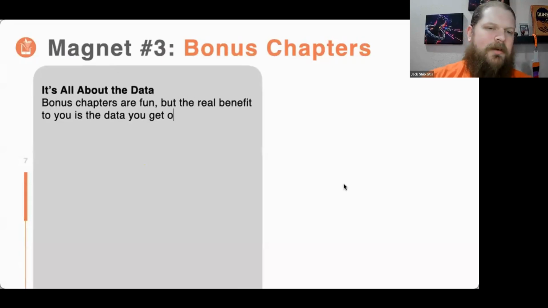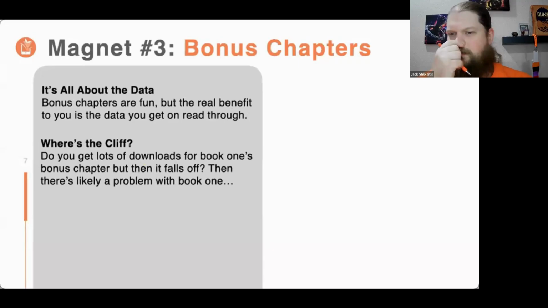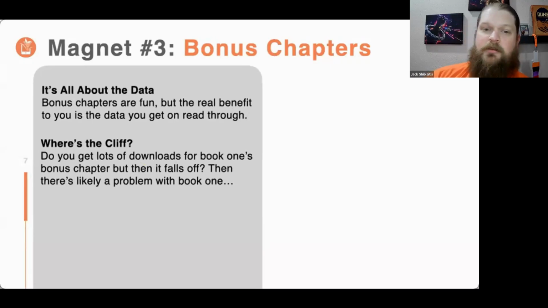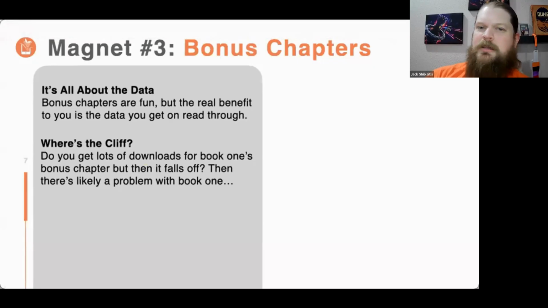It's all about the data when it comes to bonus chapters. It's fun just to have a bonus chapter there for your readers, and that's great. But the real benefit is the data that you get on read through. In other words, how many people are going to read through your entire series? Let's say we've got a trilogy. Where is the cliff? If I have a bonus chapter for book 1, 2, and 3, do I get lots of downloads for book 1's bonus chapter, but then it falls off? There's probably a problem with book 1.